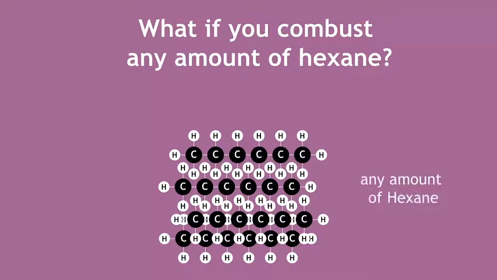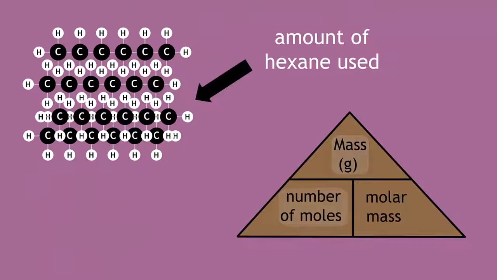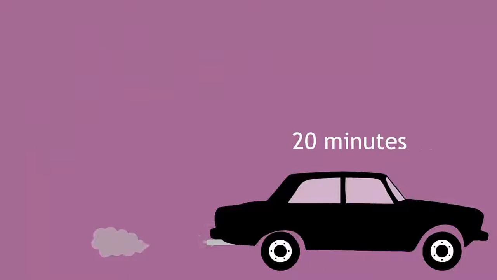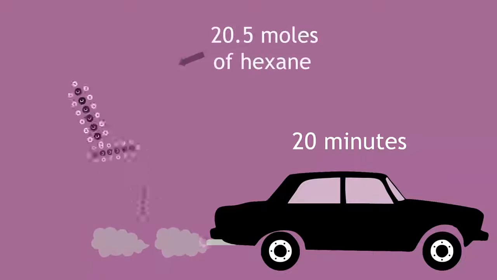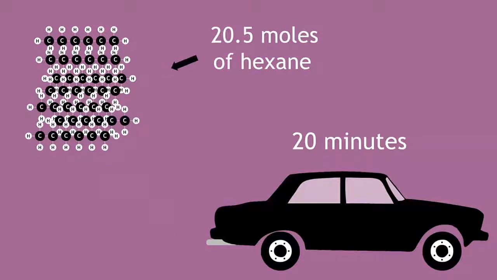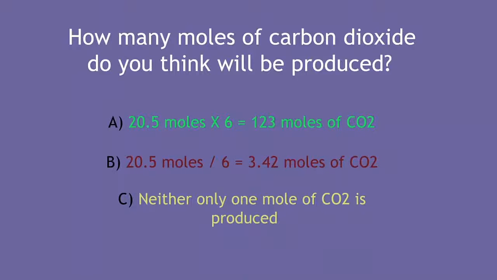However, what if you combust any amount of hexane? The amount of hexane used in mass and moles will vary according to how long the car is used. Let's say that you used the car for 20 minutes and it combusts 20.5 moles of hexane. How many moles of carbon dioxide do you think will be produced? Pause, select and continue when you're ready.